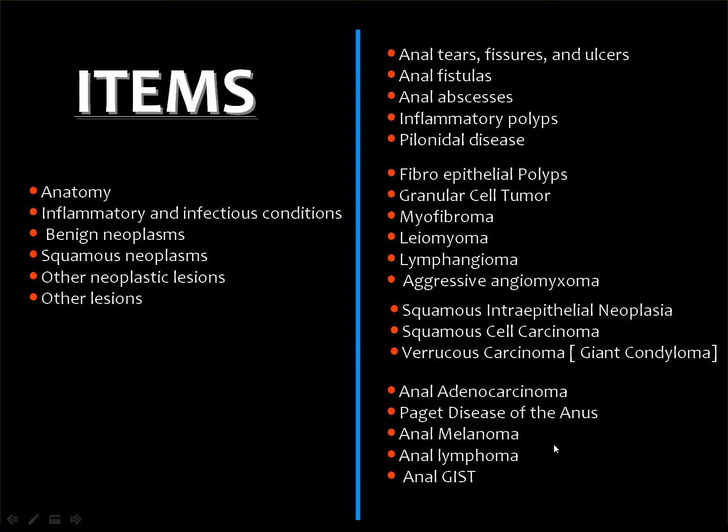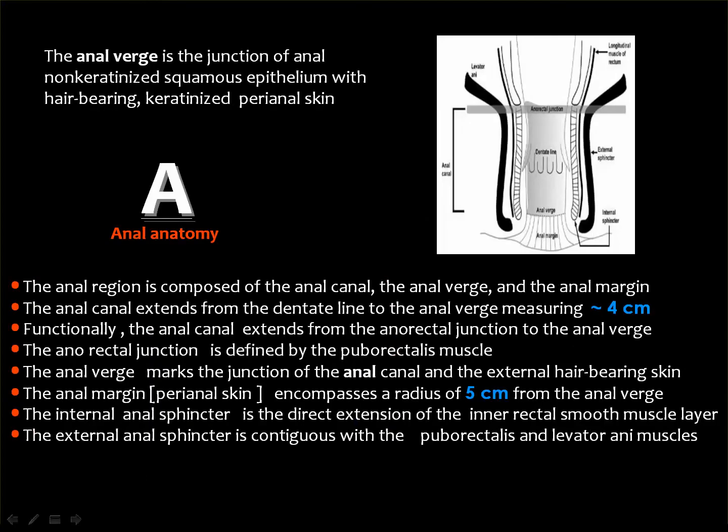Then there are some other malignancies occurring in this particular area, like the adenocarcinoma, the Paget disease, melanoma, lymphoma, and the gastrointestinal stromal tumors. Then finally, we have two side issues like the hemorrhoids and this syndrome, which is known as the solitary rectal ulcer syndrome.